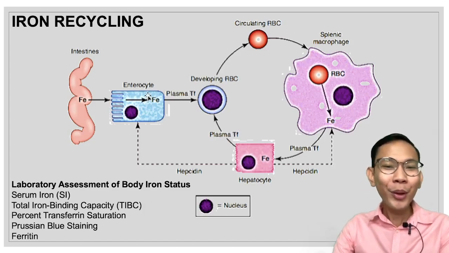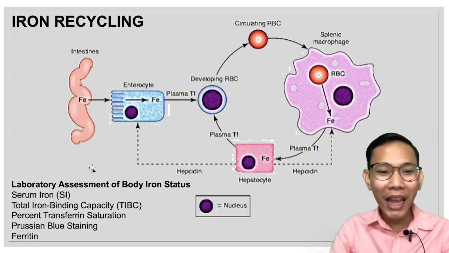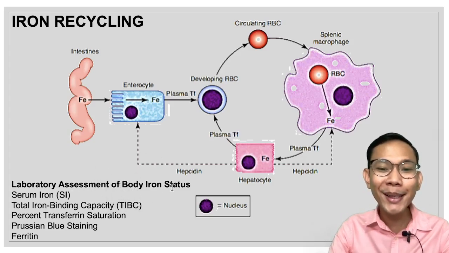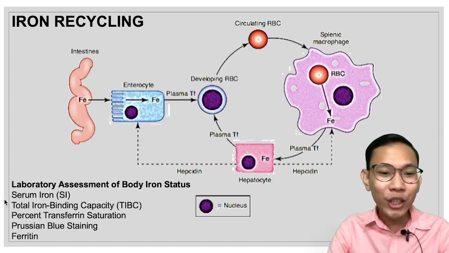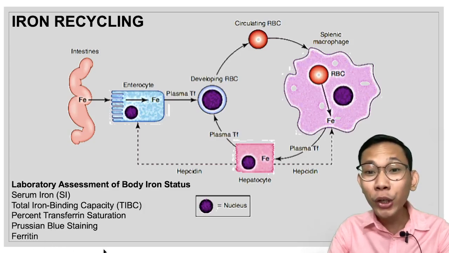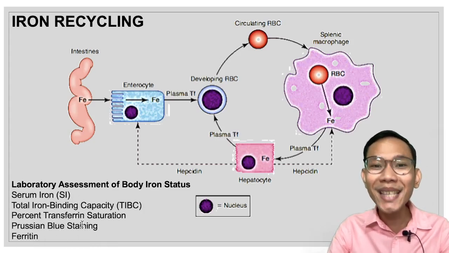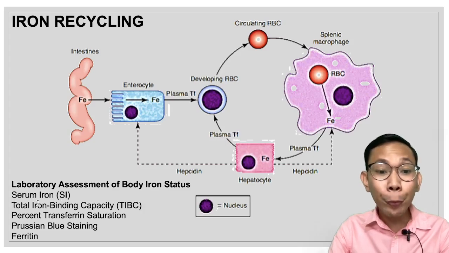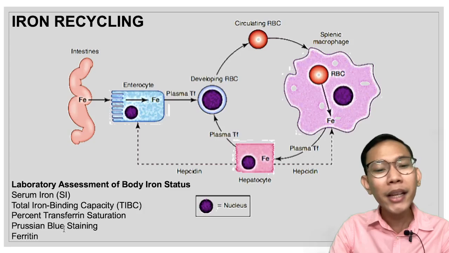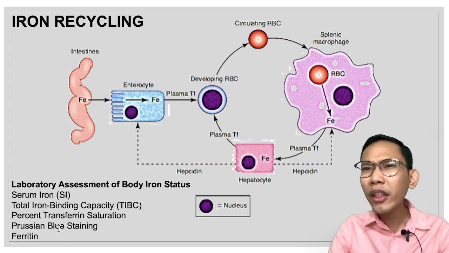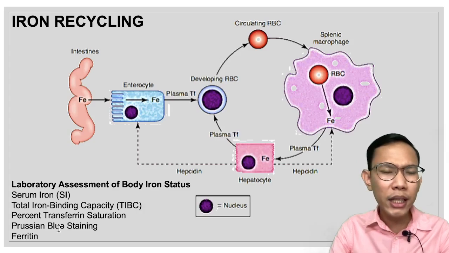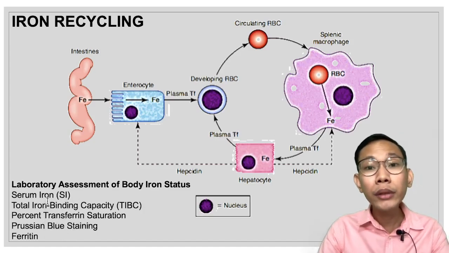Next. For your assignment, I have a reading assignment for you. This is now the laboratory assessment of your body iron status. Kindly read on your serum iron, TIBC, percent transferrin saturation, your Prussian blue staining, and your ferritin in your book. Actually, guys, this is only 2 pages. Just a short reading assignment. I want you to determine the purpose of these different tests. I read that Prussian blue is the gold standard in determining the iron status in the body. So kindly read on that. I might include that in your quiz.